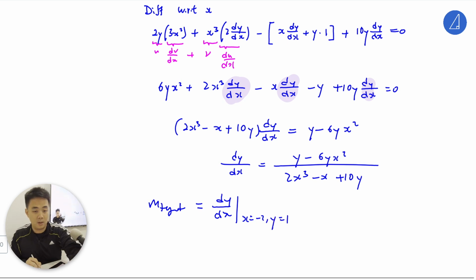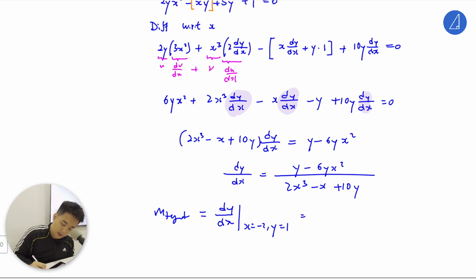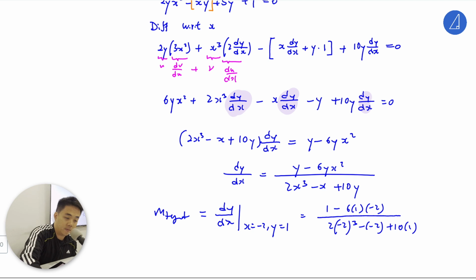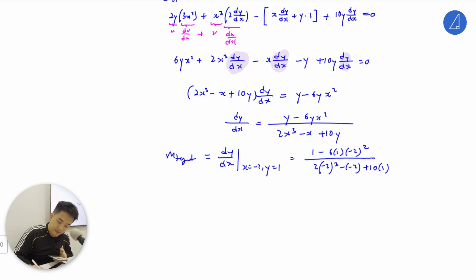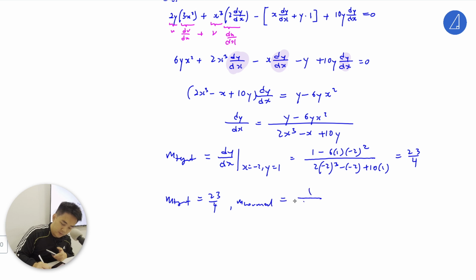Okay, so you just replace into your x and y. So this will be 23/4. So m tangent is 23/4. M normal will be negative 1 over 23/4, which is negative 4 over 23.